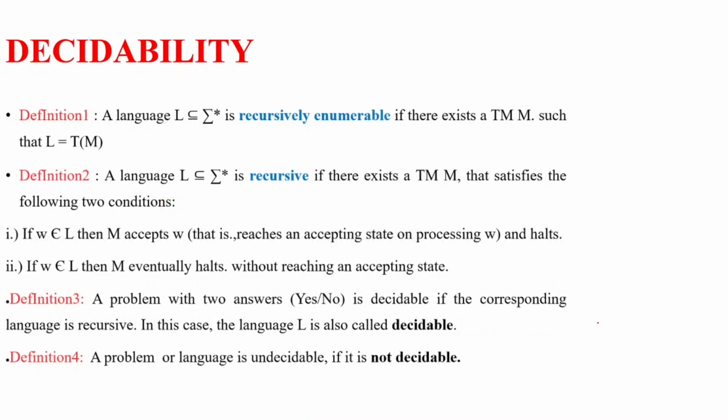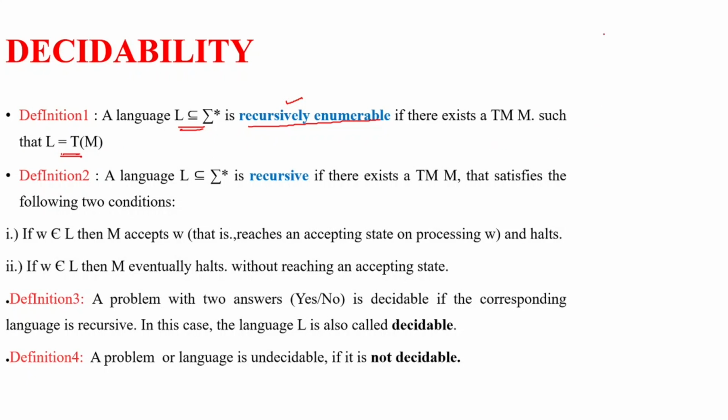Now let us look into some very important definitions with respect to decidability. The first definition: if the language L belongs to sigma star, that is, a language made up of any combinations of input strings, it is recursively enumerable if there exists a Turing machine M such that L is equal to L(M). So what does this mean? This is actually a very simple definition.